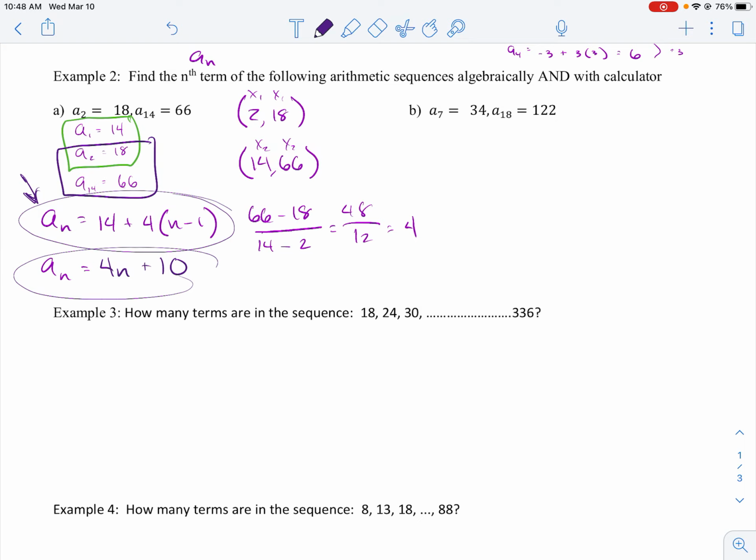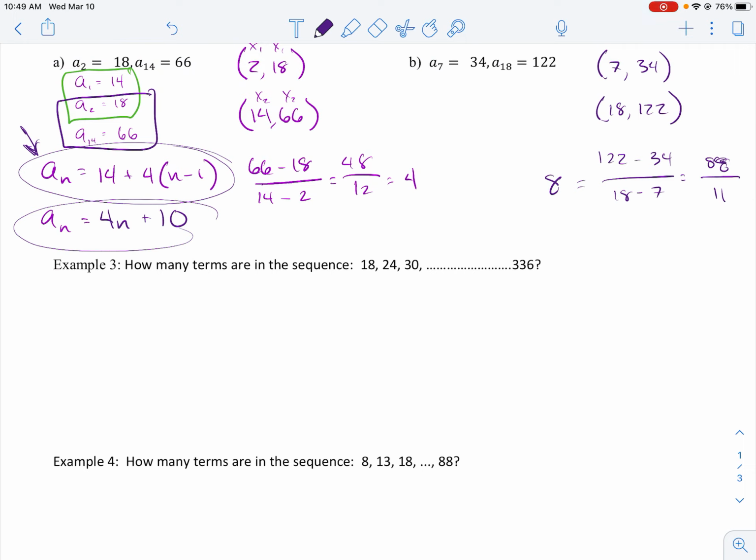All right, so the next piece, same thing. Our points are (7, 34) and (18, 122). So we're going to go 122 minus 34 all over 18 minus 7. So 88 over 18 minus 7, which is 11. And so our answer is just 8. So it's increasing by 8 each time.